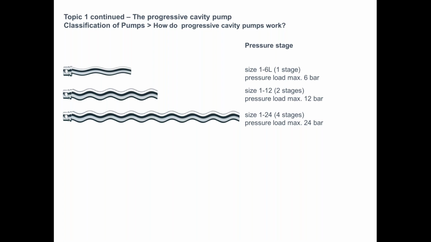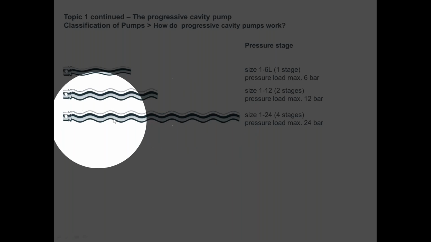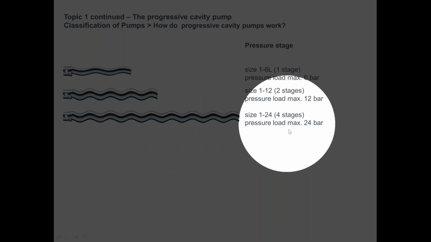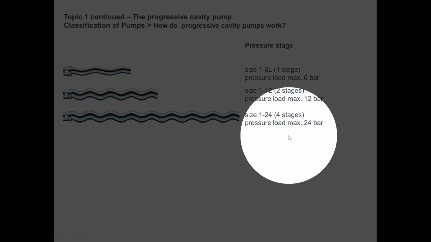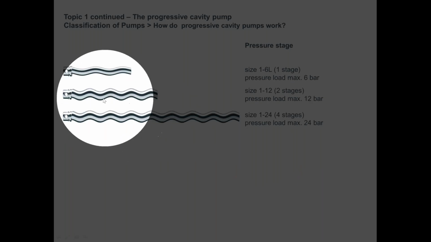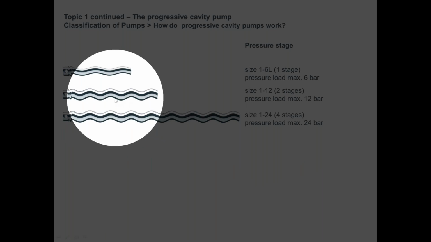As we increase the size of our pump, we can overcome higher pressures. So as you can see, the longer the rotor, the higher the pressure. This long rotor is considered a 4-stage pump. It is 4 times the size of a single stage pump. It can go to 24 bar. And the middle range here, another common pump that's sized up as a 2-stage pump, can go up to 180 PSI.